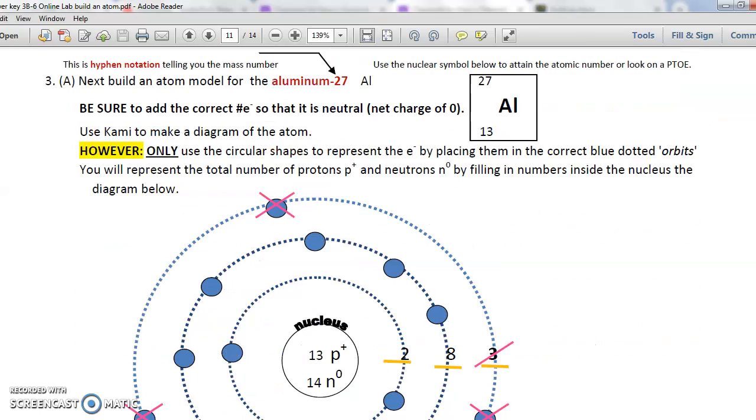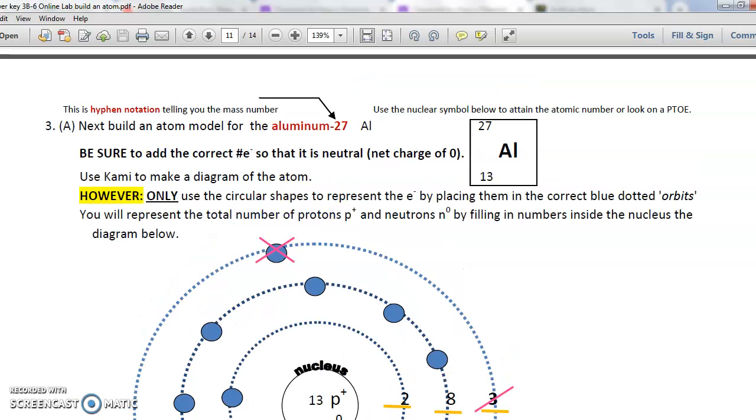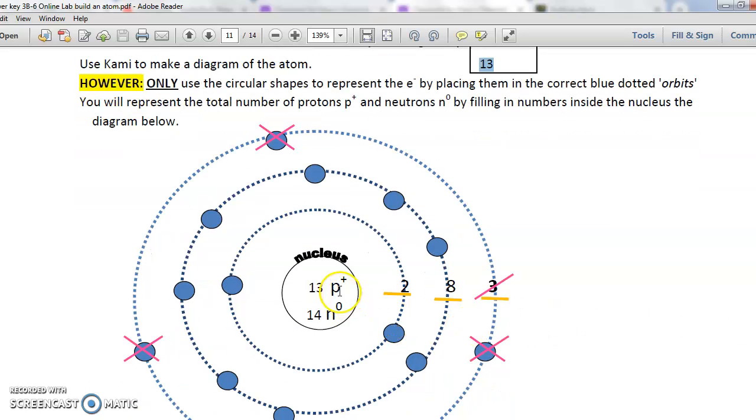Now we're going to do aluminum. Again, we can't build aluminum using our model builder. Aluminum that we're supposed to build has 27 things in the nucleus, of which 13 of them are protons. So aluminum has 13 protons. If there's 27 total things, 27 minus 13 means there must be 14 neutrons. This one starts with 13 protons. It'll end with 13 protons because in chemical reactions, protons are not changed.